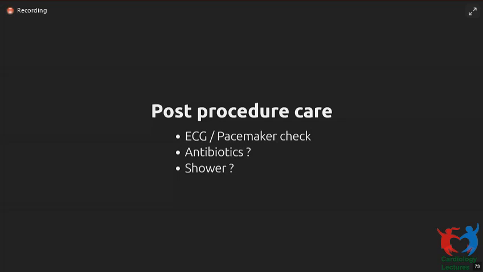Now, antibiotics, people have different protocols, but the most important antibiotic dose is the perioperative dose, and that ideally should be given a little before the incision so that while you're incising, there are therapeutic blood levels of the antibiotic. That forms the most important dose.